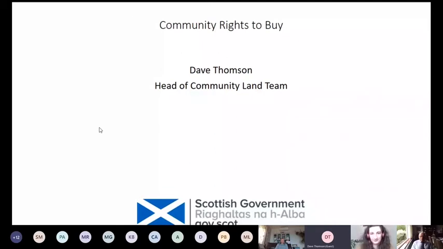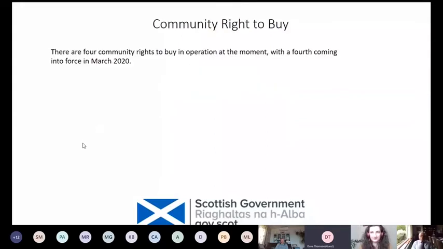The team's involved in that from their inception, to taking legislation through Parliament, and now to the operational aspects of it. So we've got a very in-depth knowledge of the rights to buy, how they work, how we intend them to work. And so I will take you through them just now. Now, at the moment, there are 4 community rights to buy in operation.